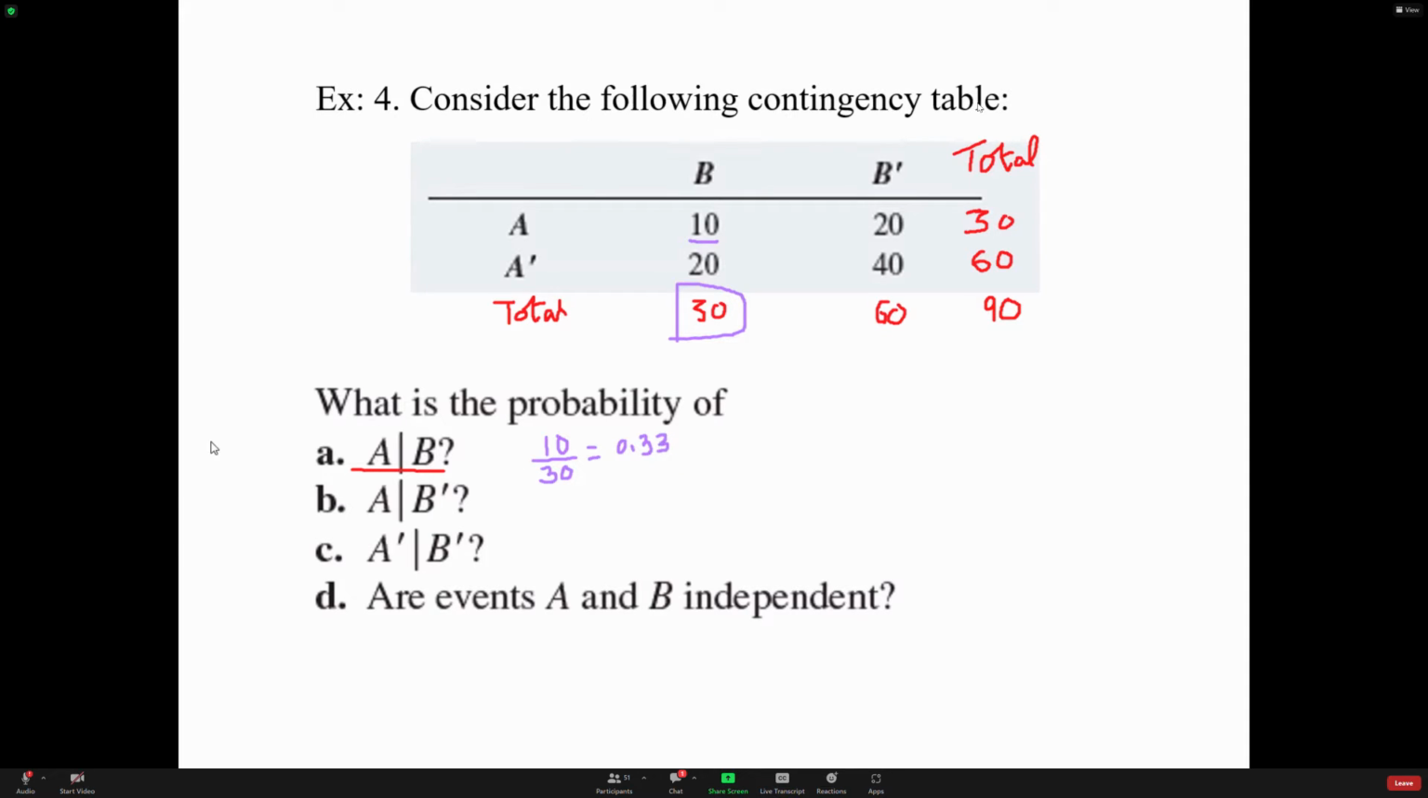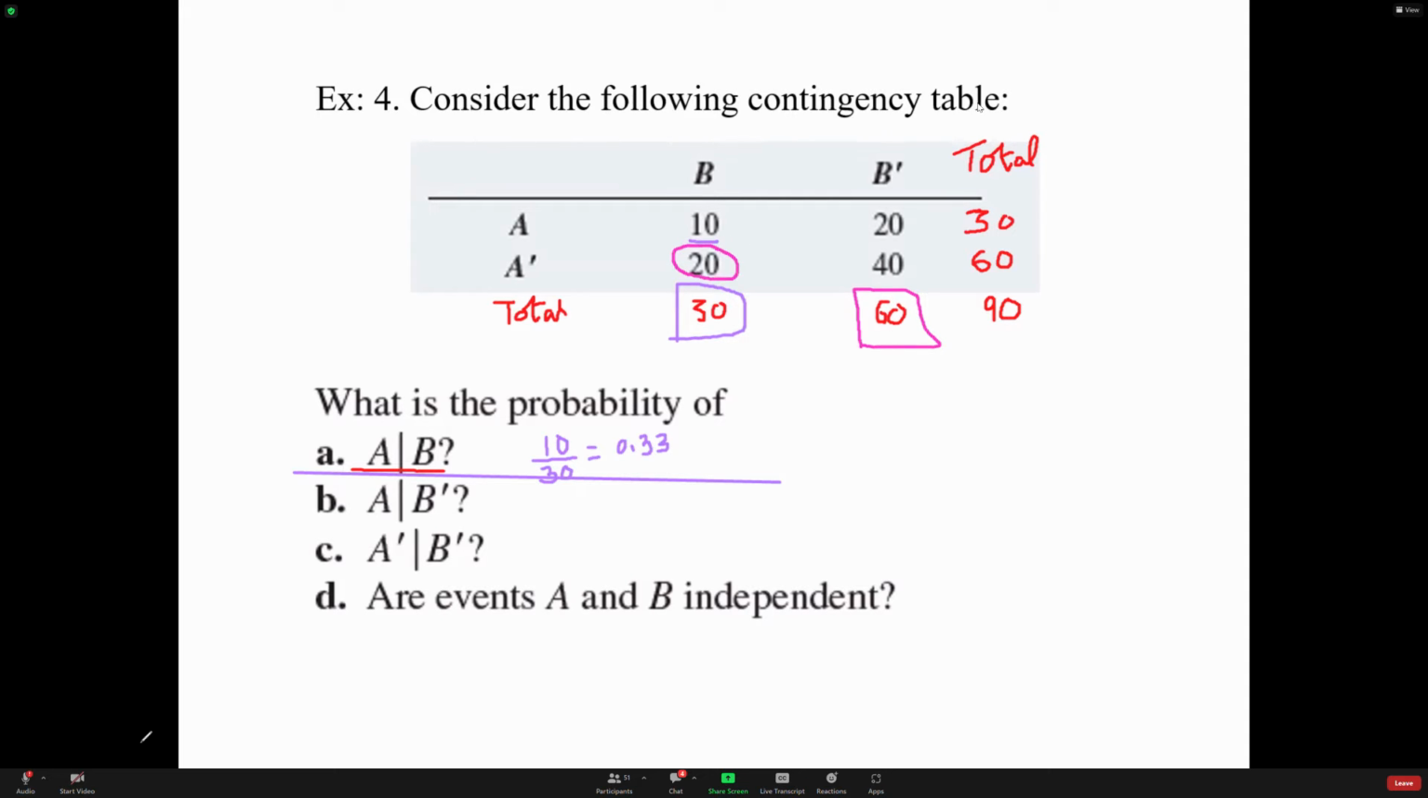Okay, next the B complement. What is the probability of A given the B complement has occurred? The B complement has occurred means your sample space will be 60. That's correct. Then what is the probability of A? The count for A, you can see, is 20.